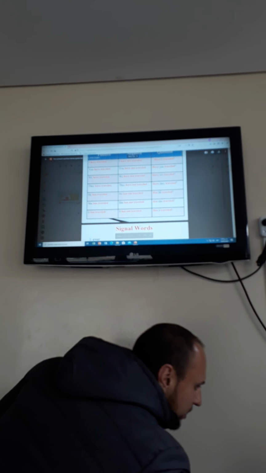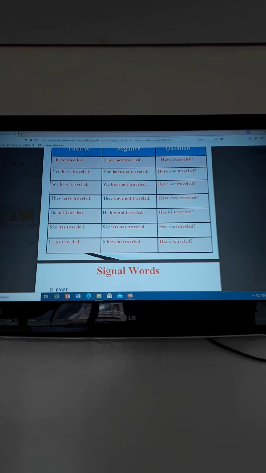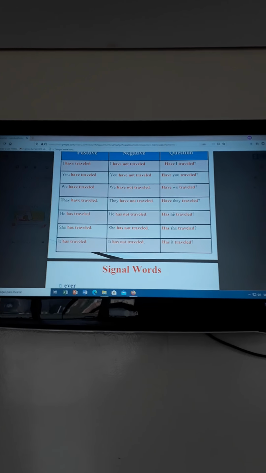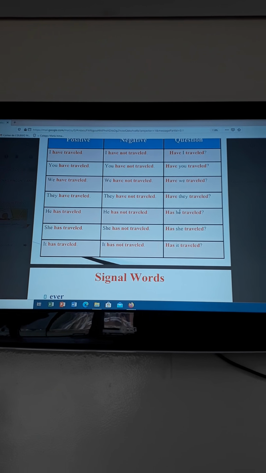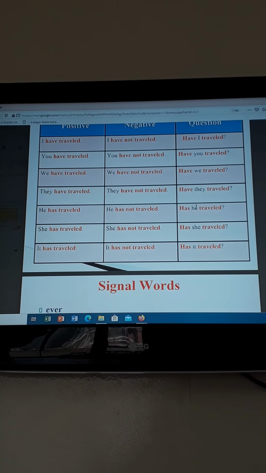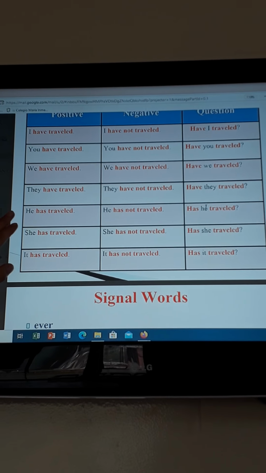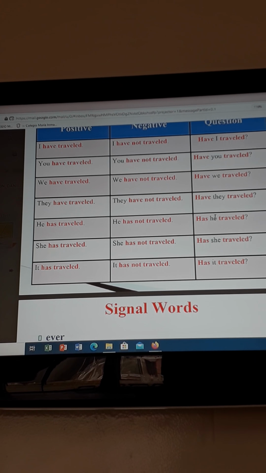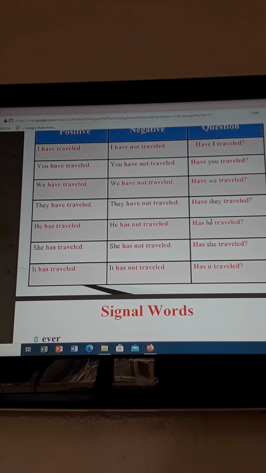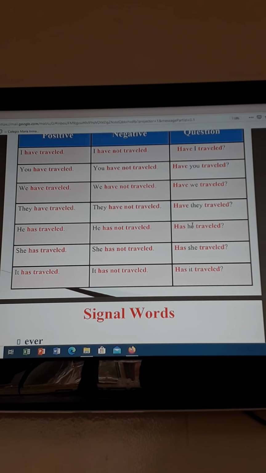So we have here some samples of positive, negative, and questions. So: I have traveled. I have not traveled. Have I traveled? So take into account that for making questions, we switch the subject and the auxiliary, and that's everything, you see? And as I mentioned before, he, she, and it use the auxiliary has, and in case of requiring the negative form, has not or hasn't.